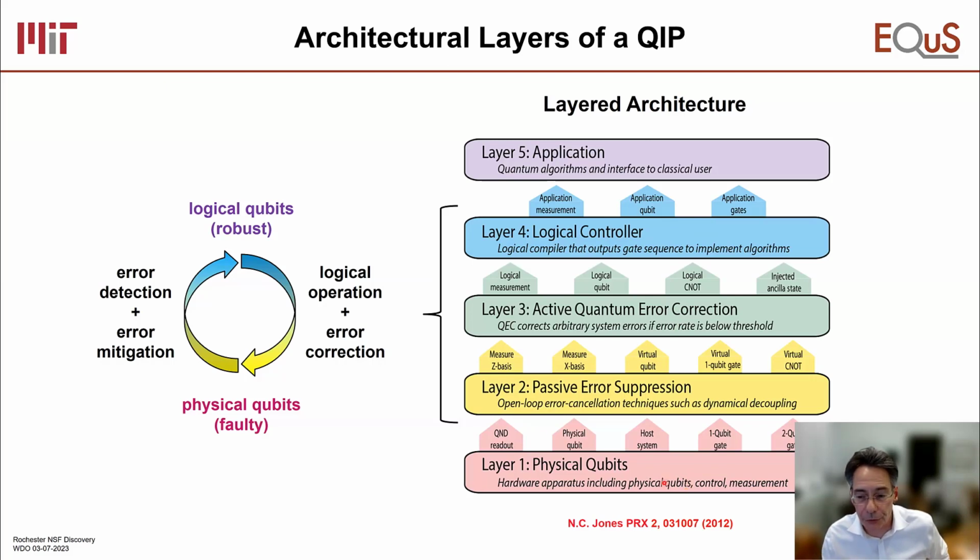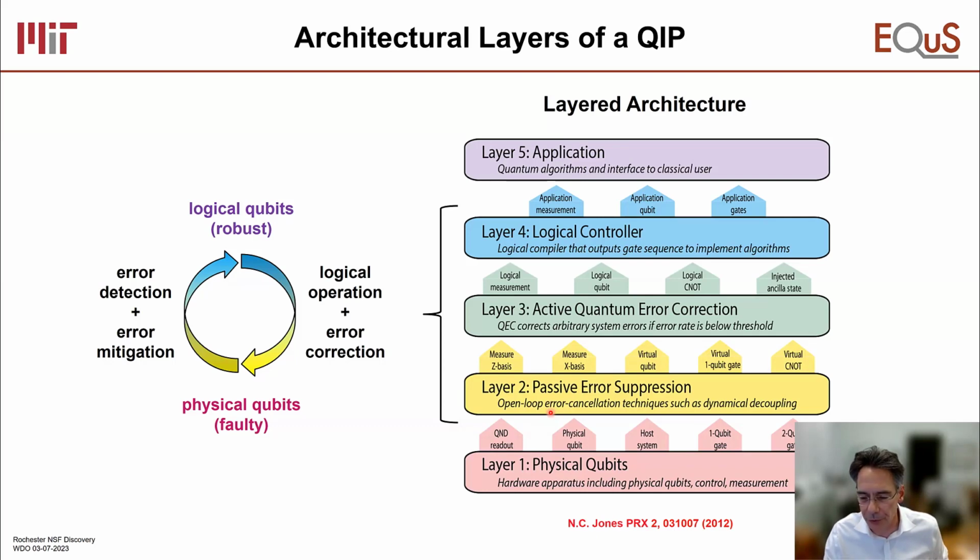Now, those are the algorithmic gates. There are 2 other layers which also involve gates, and those are layer 2, which is passive error suppression. These are gates that we apply simply to reduce the rate of errors occurring. This is open loop, if you want to think of it that way, error cancellation techniques, where we just throw gates at the qubits because we know it's good to do.